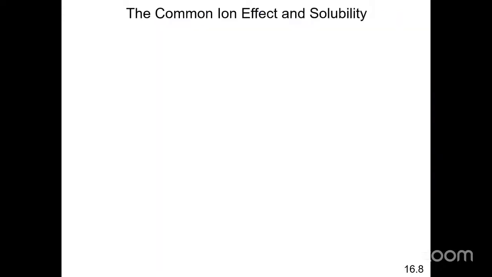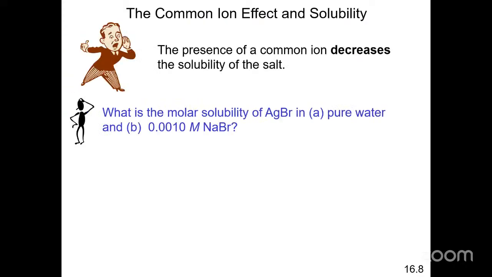Moving along. Now, let's talk about something that we met before, the common ion effect. Remember, the common ion effect is basically the effect that a common ion will have on the dissociation of a particular compound in an aqueous solution. We looked at it previously in the context of the dissociation of a weak acid, but it also can apply to the type of compounds we're talking about here, sparingly soluble ionic compounds, right? So to illustrate that, let's look at this question. It says, what is the molar solubility of silver bromide in pure water and then in 0.0010 M sodium bromide?